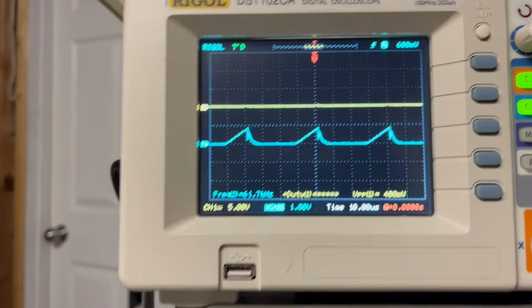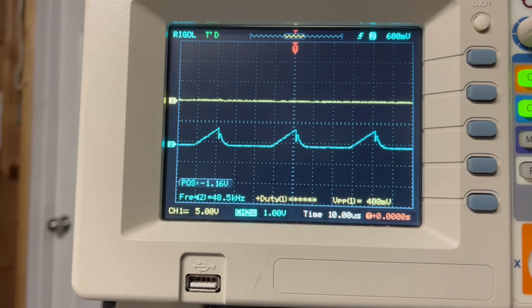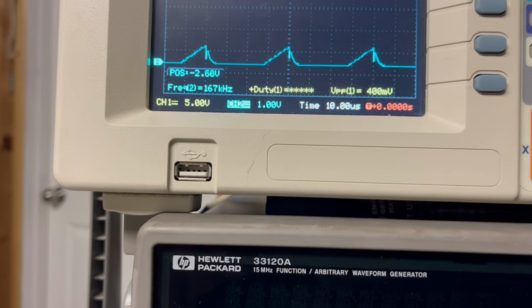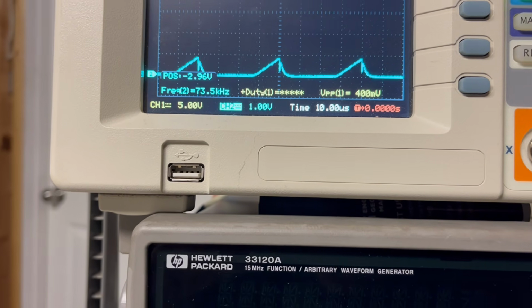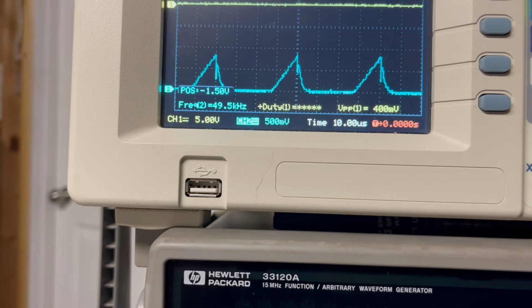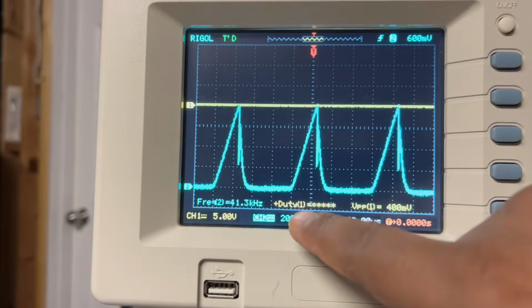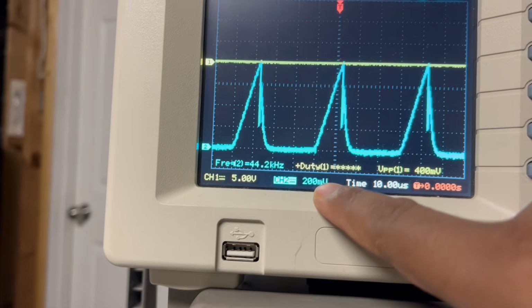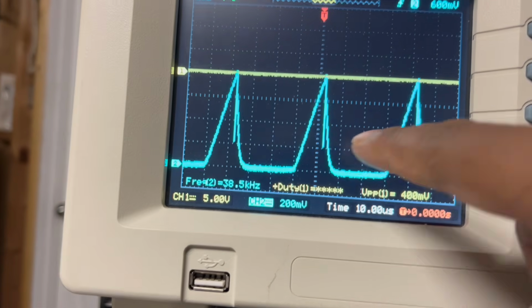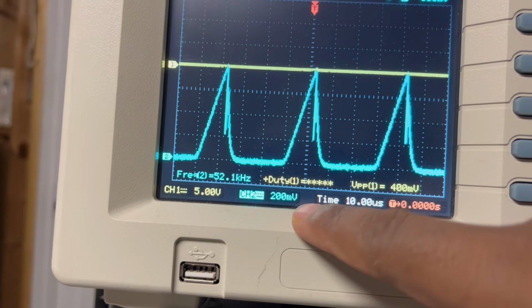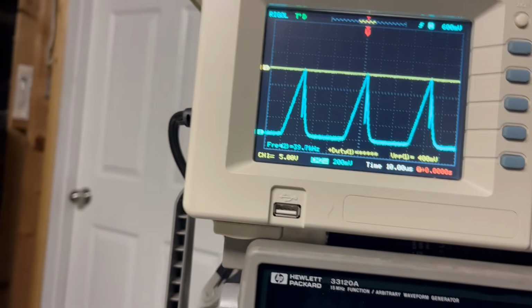I'm going to move the ground for channel 2 and then increase its magnitude, or its voltage per division. Now if I increase it, look, we're at 200 millivolts per division. So 1, 2, 3, 4. So we're about 800 millivolts per division, right?